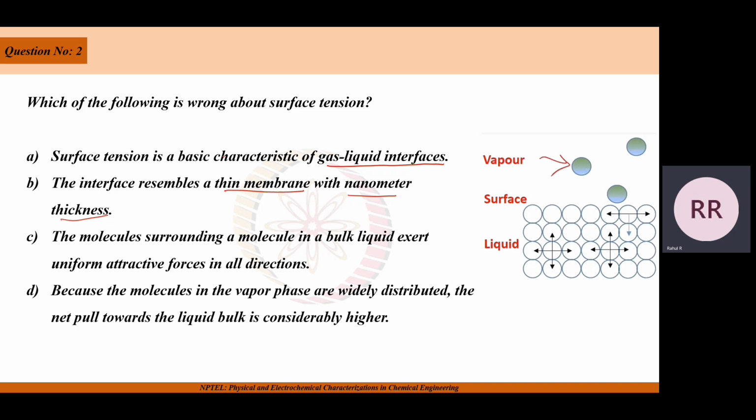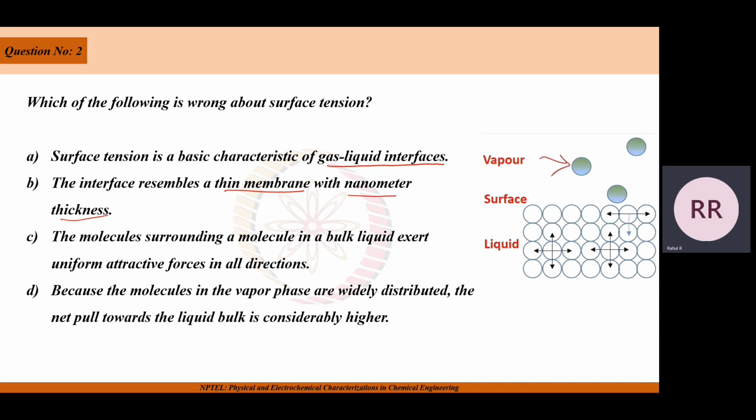Okay, so in case of surface tension, the interface would resemble a thin membrane, and the dimension of that thin membrane is nanometer. Is that the correct or the wrong statement? The next one is, the molecule surrounding a molecule in bulk liquid exert uniform attractive forces in all directions. The other one is, because the molecules in vapor phase are widely distributed, the net pull towards the liquid bulk is considerably higher. Okay, so one of the statements that I have stated here is wrong.